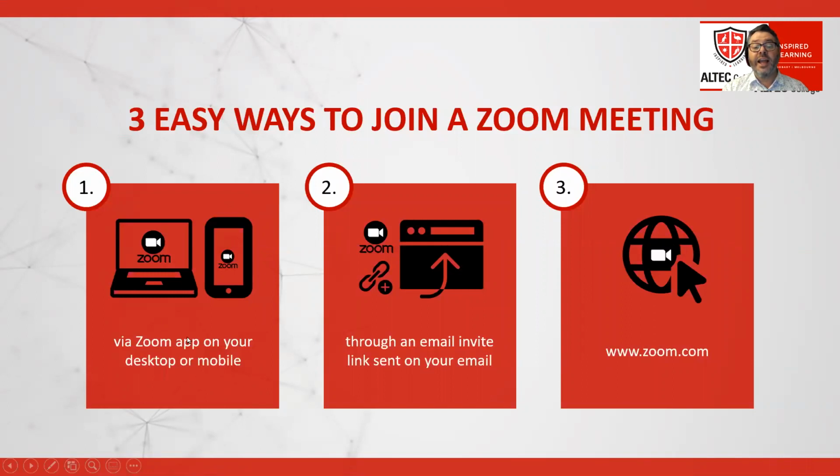Firstly, you might use the app that is available on your desktop. You would download it to your desktop or your laptop computer, or you can use your mobile device such as your phone or your tablet or your Apple iPad. Another way to access Zoom is via email. You could be sent an email invitation. And a third way to access Zoom is to go to the Zoom website itself.